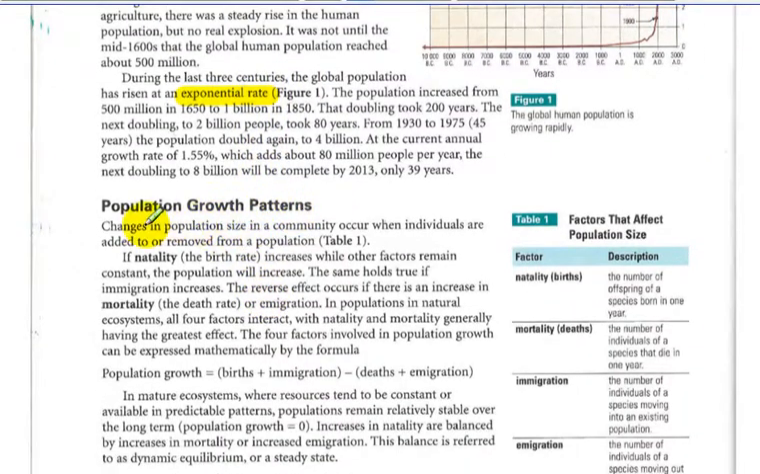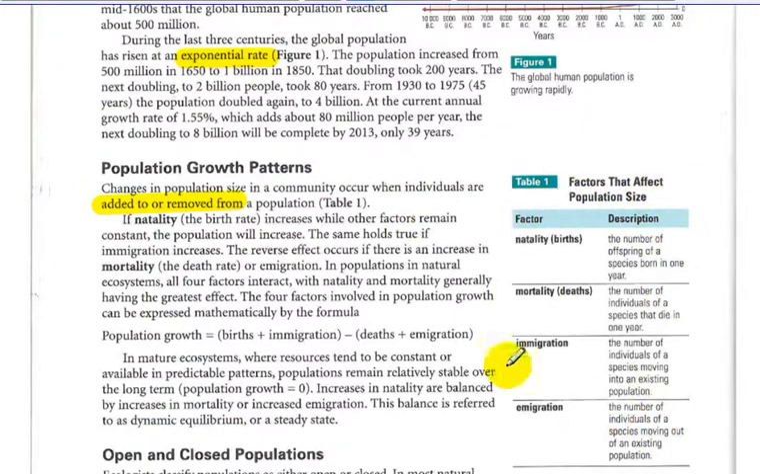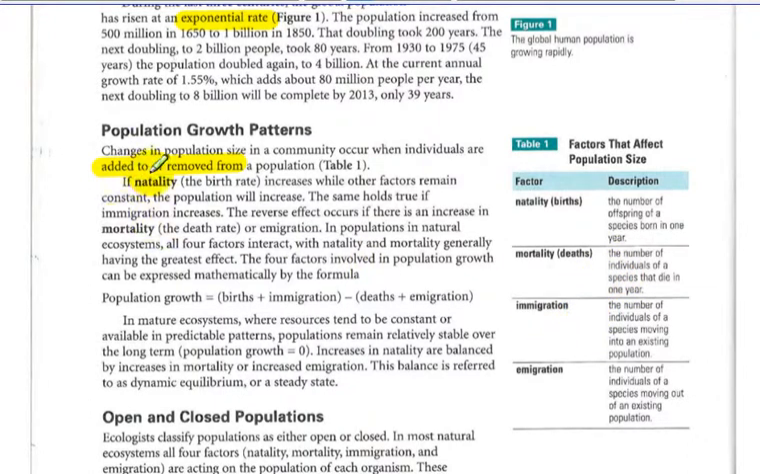Population growth patterns. Changes in population size in a community occur when individuals are added or removed from a population, as seen in Table 1 here. So we have various factors here which come into play, 4 of them to be exact. Natality, which is birth rate, increases while other factors remain constant, the population will increase. So how many people are being born? The same holds true for immigration increases. The reverse effect occurs for mortality or death rate or emigration.